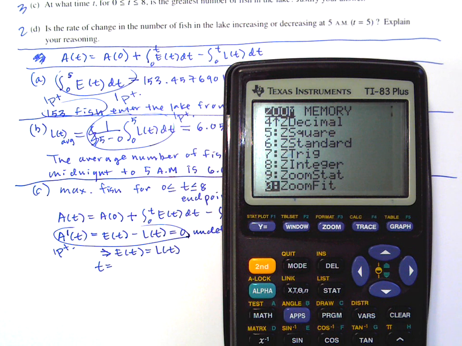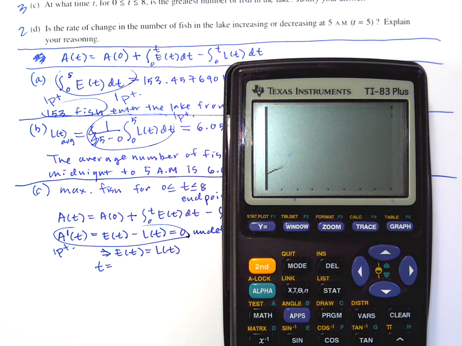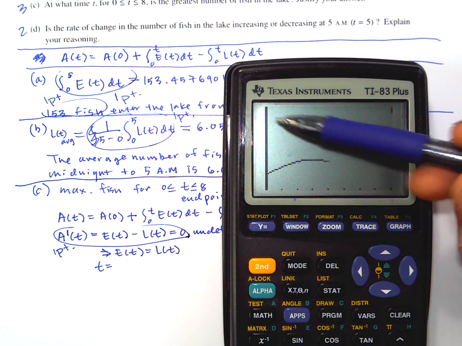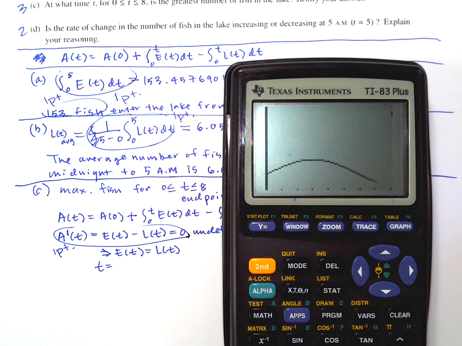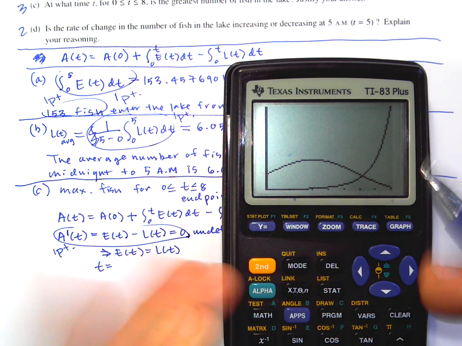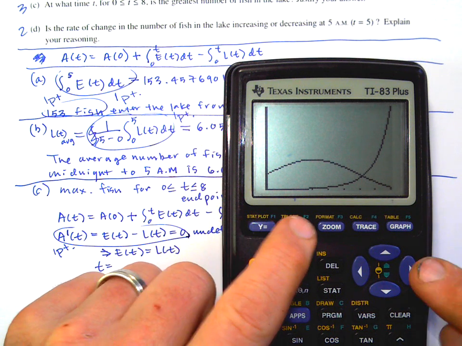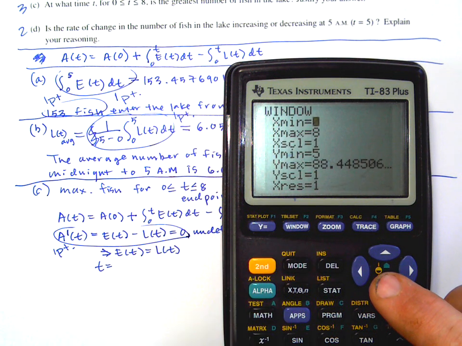And this does take a little extra time to do zoom fit because it pre-calculates otherwise. Now, this is really dense, so I think I'm probably going to change my axis. So that's the entering rate, that's the leaving rate, this is their intersection. From here, you could just say, okay, let's find the intersection. We could go to window and make it a little nicer.